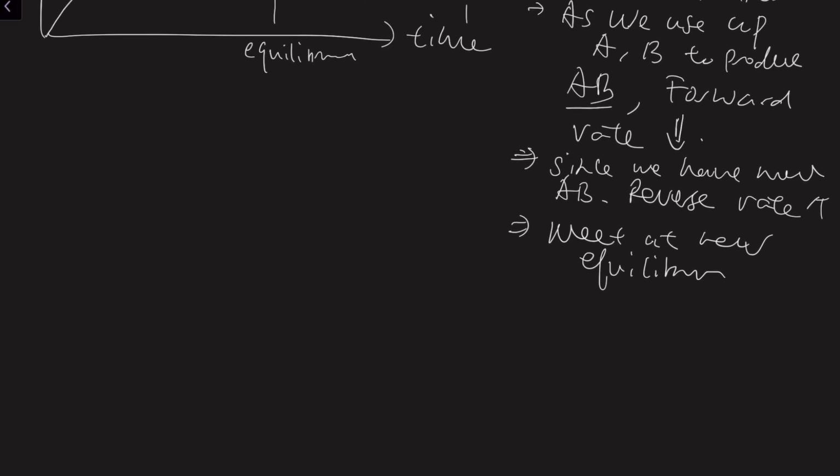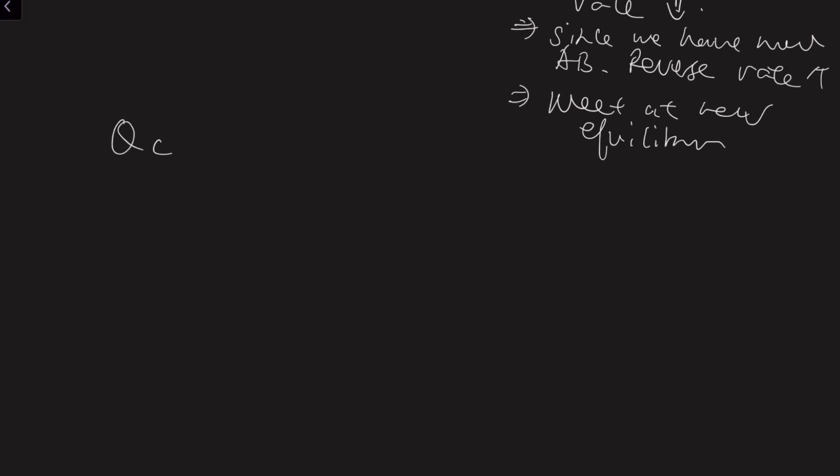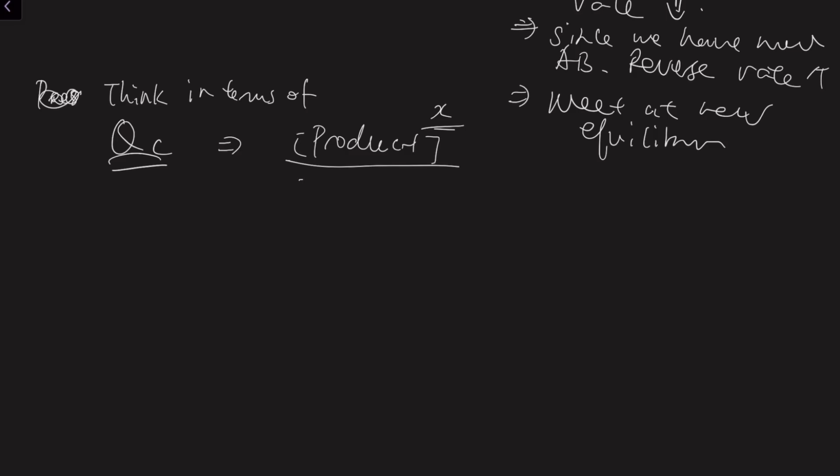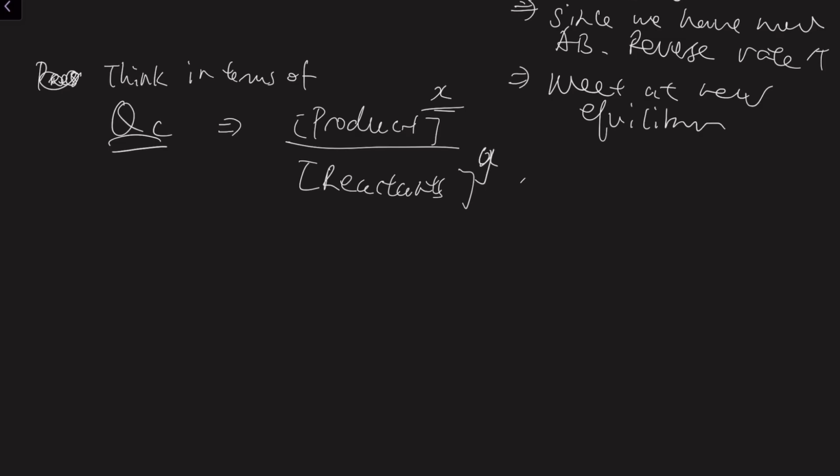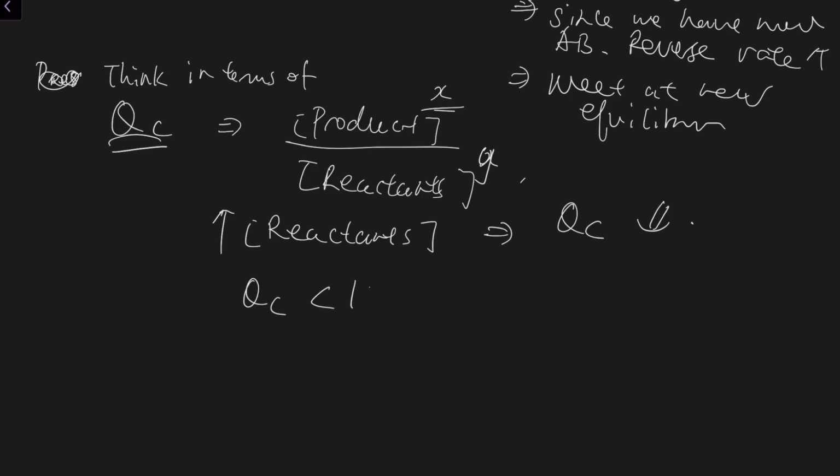We can also think of this problem from the perspective of the concentration fraction. So remember, Qc is the product concentrations raised to certain powers divided by reactant concentrations raised to certain powers. If you add reactants, in this case if you add A, you are increasing the concentration of reactants. So this means your Qc should decrease. And remember that before, we were already at equilibrium, so initially Qc equals Kc. Now, because Qc is getting less, it is smaller than Kc. So somehow we need to increase Qc in order to make it the same as Kc again.